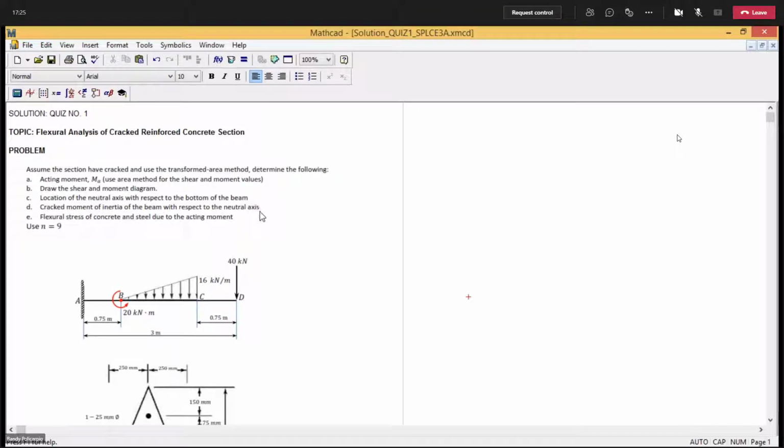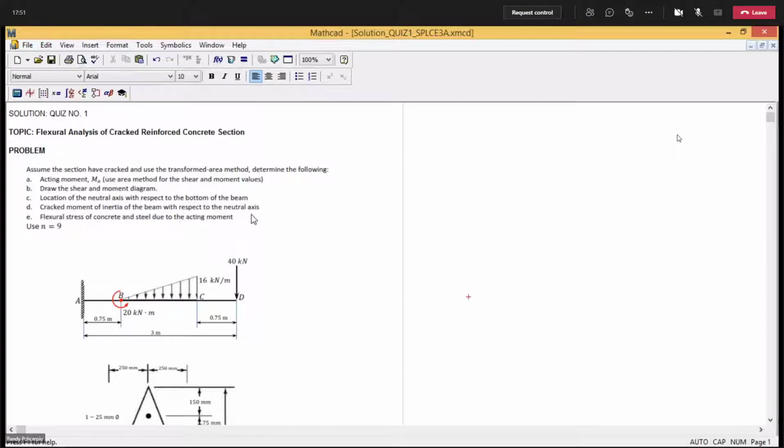And this is actually discussed in your mechanics of deformable bodies and even in theory 1, no? So theory 1. Okay, letter B, draw the shear and moment diagram. Letter C, location of the neutral axis with respect to the bottom of the beam.